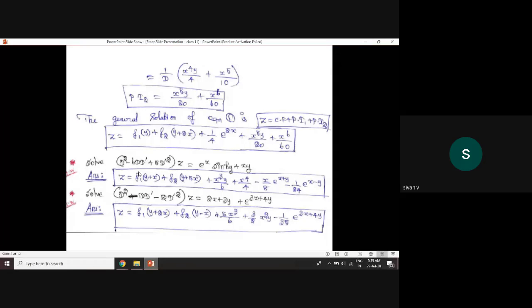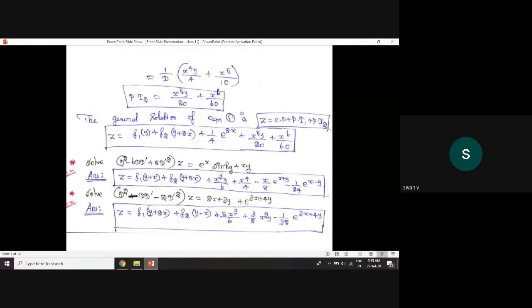Okay, can you hear now? Yes sir. Okay, next problem. D square minus 6 d d dash plus 5 d dash square of z equal to e power x sin hy plus xy. The sin hy can be converted into exponential form: e power xy minus e power minus xy by 2. That way, multiply this e power x in the bracket, and you will get the answer. This xy problem is similar to the previous one.